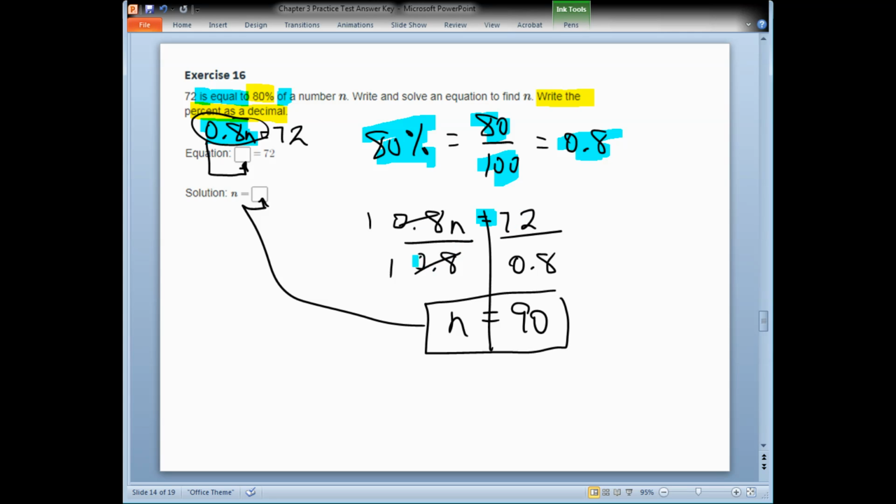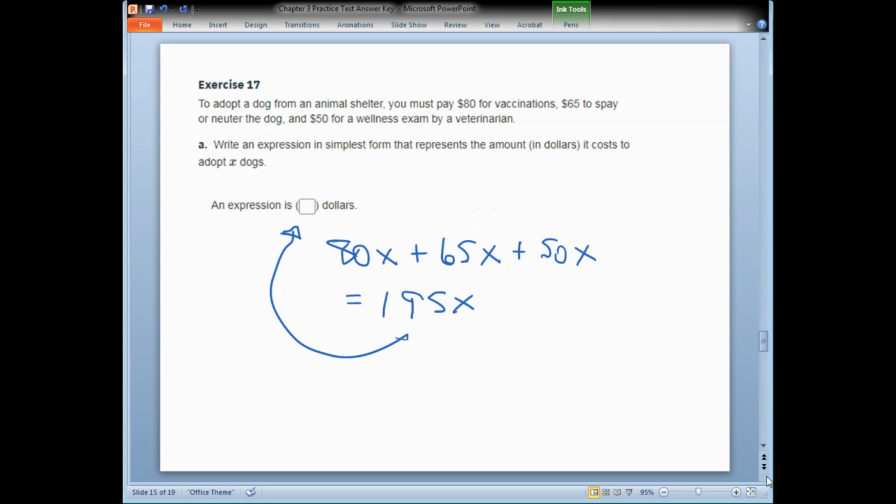And we can solve this, divide both sides by 0.8 to get n all by itself. I also have to divide that side by 0.8 because I divided that side by 0.8, and I get n equals 90.